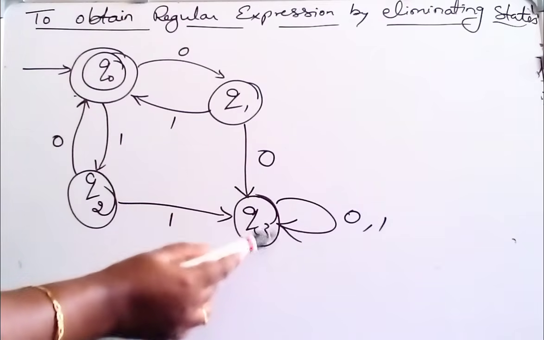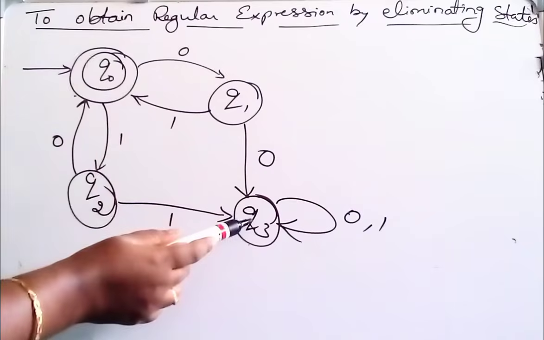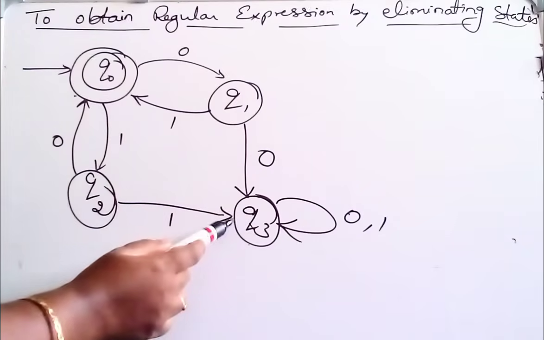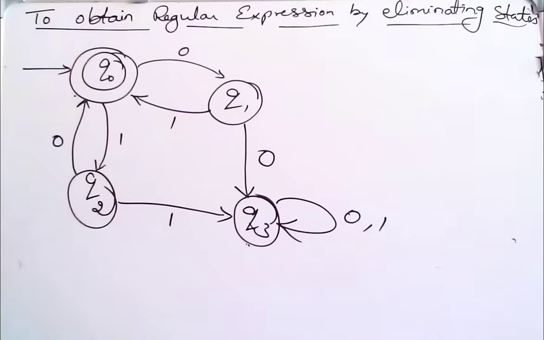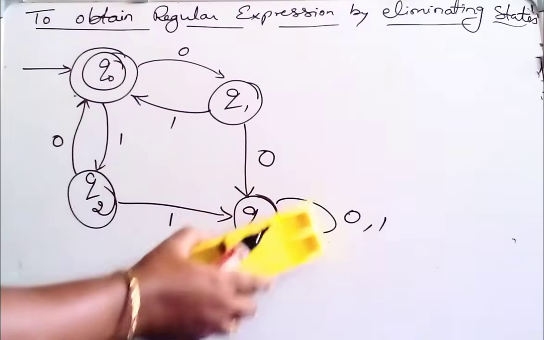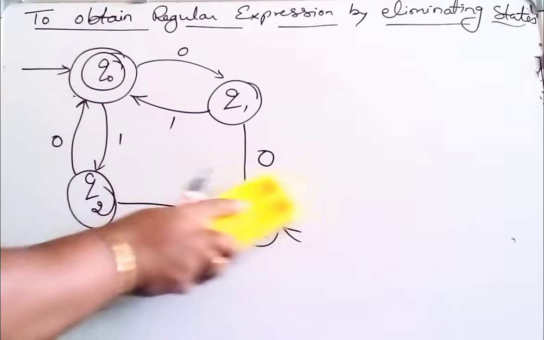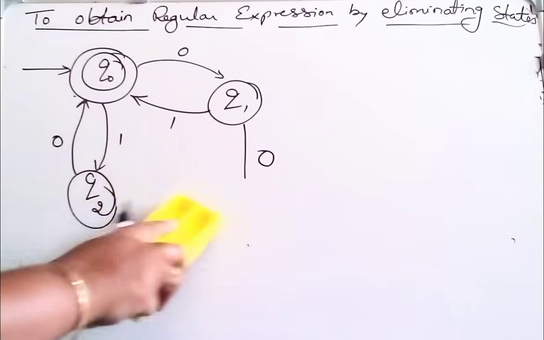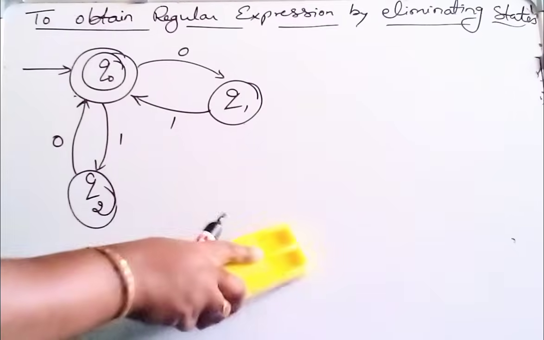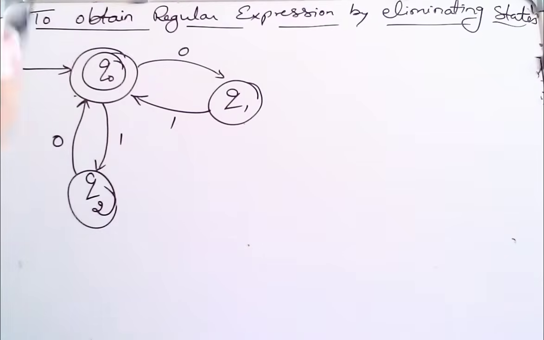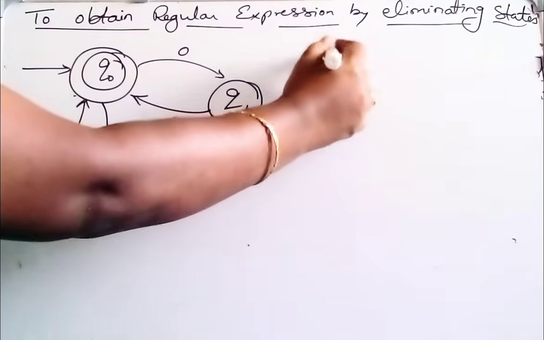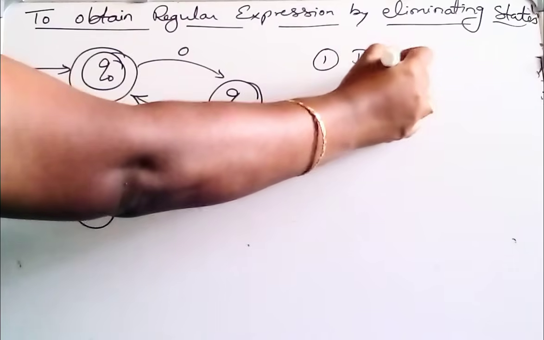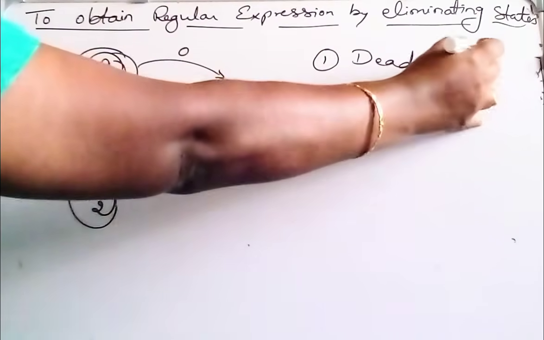But from Q3 it is not going to the final state at all. It is self-looped within itself. It means this is a trap state, so whatever input is going to this state is not a useful input. So the first step in the elimination method is, if you have a trap state, you have to remove the state. So the first step is to remove the state Q3. What we have done in the first step is remove the dead state.